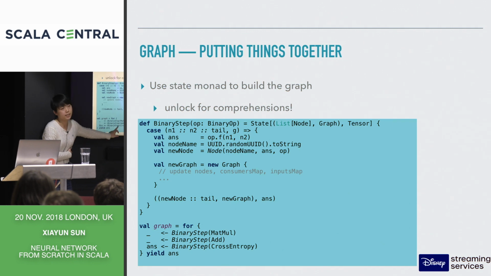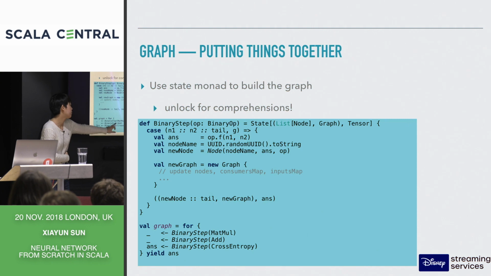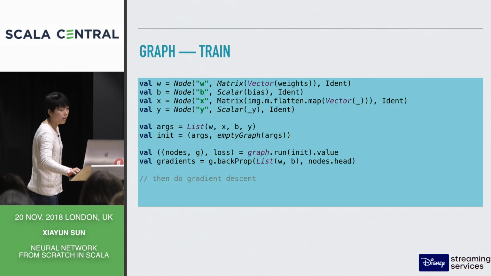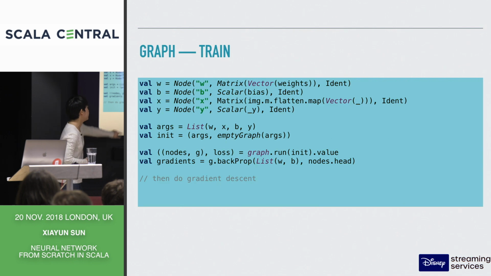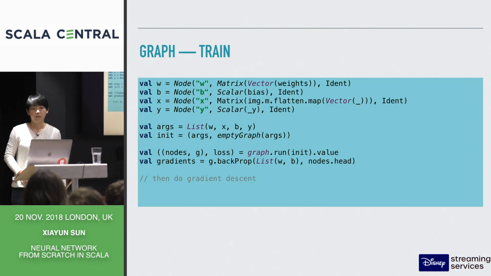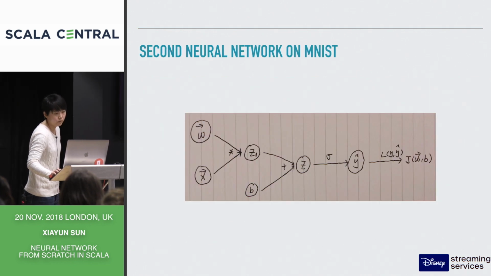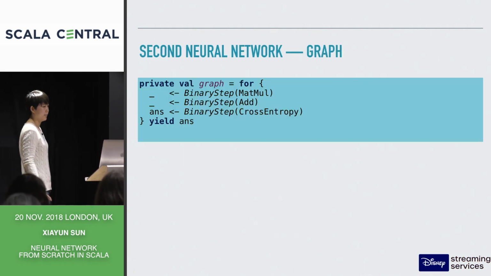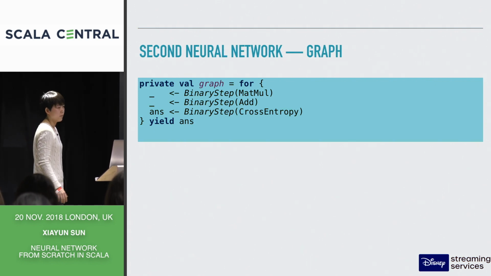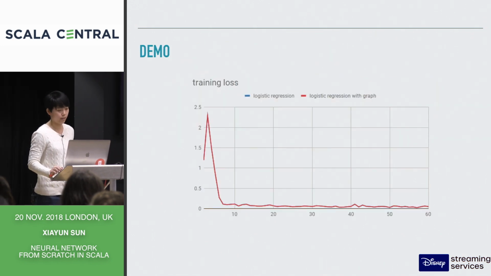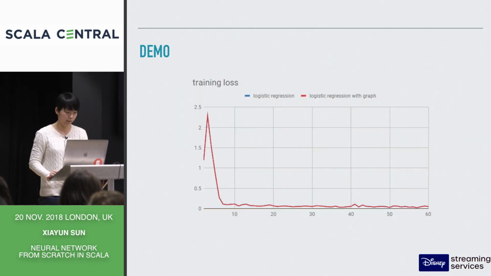This is basically our network, right? We have a matrix multiplication, a vector addition, and a cross entropy. And that's it. That's the training part. As I said, it's really just calling graph.backprop. Okay, so let's see the second neural network. This is the code for the second neural network. I think it's much better than all the formulas before. And the training result is, as you would expect, exactly the same.